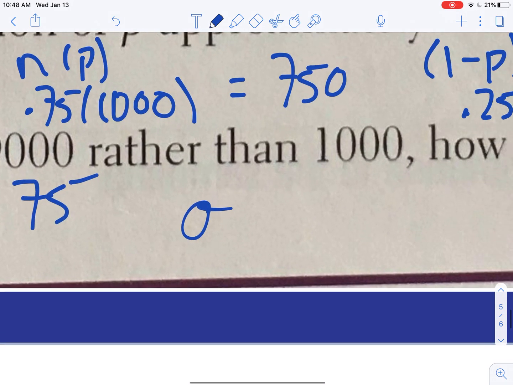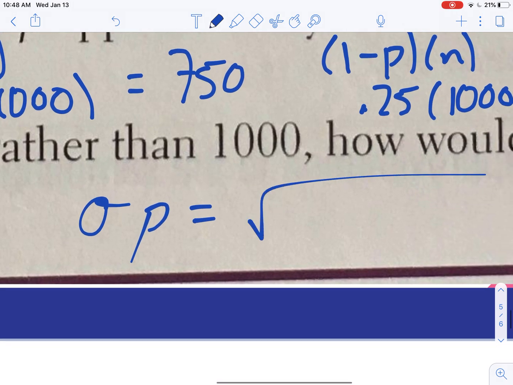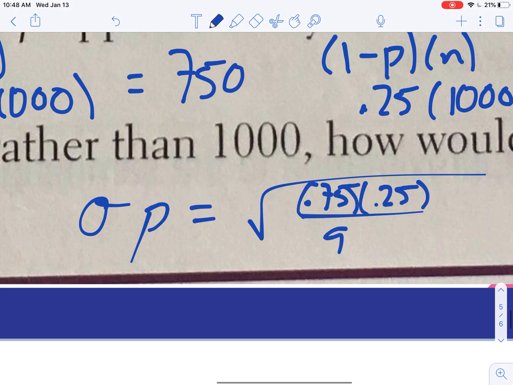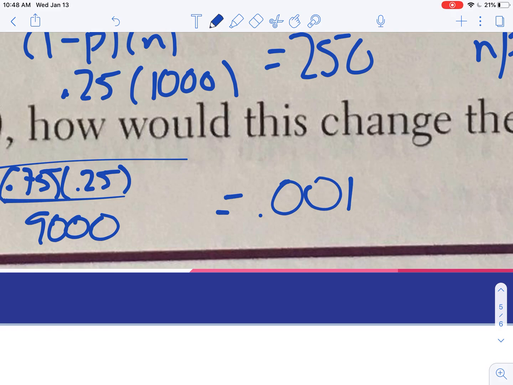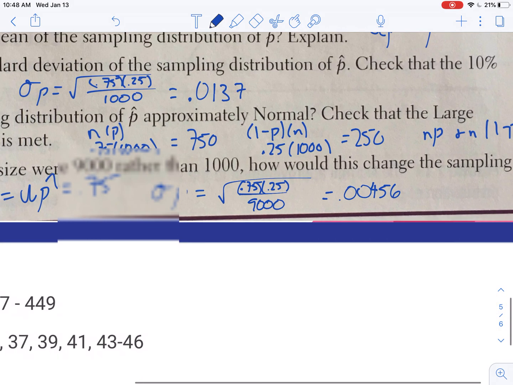That does not change with sample sizes. However, our standard deviation will change here, because now, as opposed to doing the square root of 0.75 times 0.25 over 1,000, we're going to do it over 9,000. And so you plug that in on your calculator, and we'll find that our standard deviation here is 0.0045. And obviously this has gotten a lot smaller.